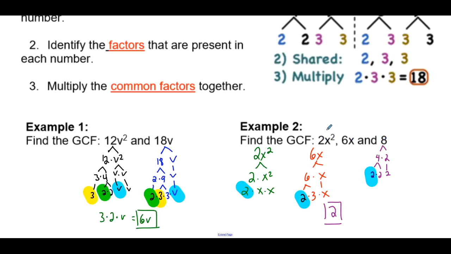If I divided this by 2, I'd be left with x squared. If I divided this by 2, I'd be left with 3x. If I divided this by 2, I'd be left with 4. So it leaves me with whole numbers on all of them.